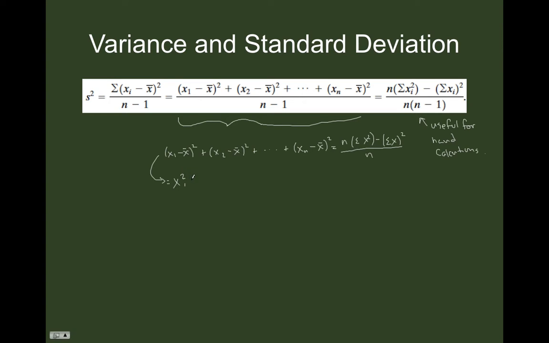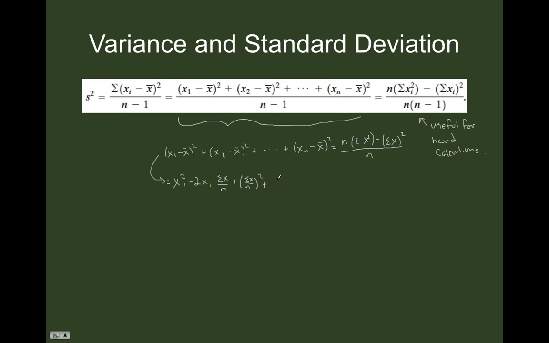So the first term in the sum above would expand to x sub 1 squared minus 2 x sub 1 times x bar. For the purposes of the algebra I'm going to do here, I'm going to use x bar's formula, which is the sum of the x's over n. And then, of course, there's going to be a plus the quantity x bar squared. And again, I'm going to replace x bar with the sum of x over n, and I'm going to square that.